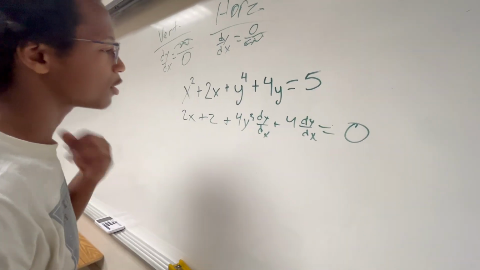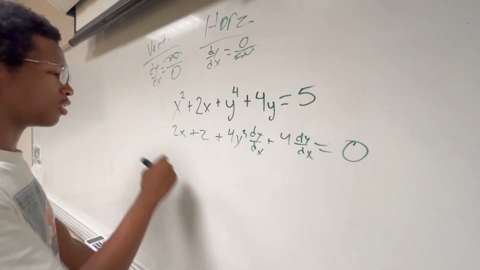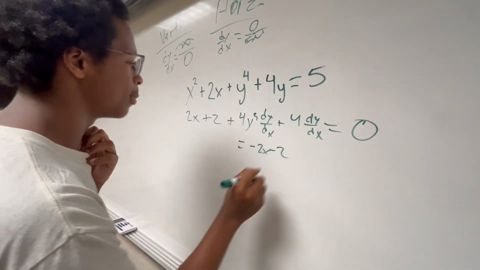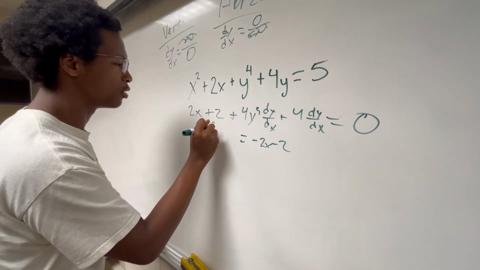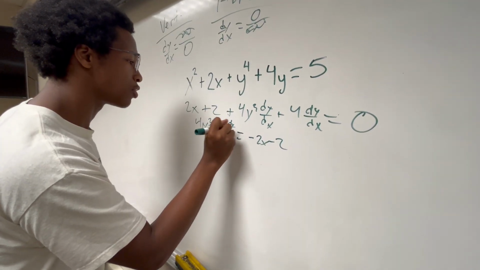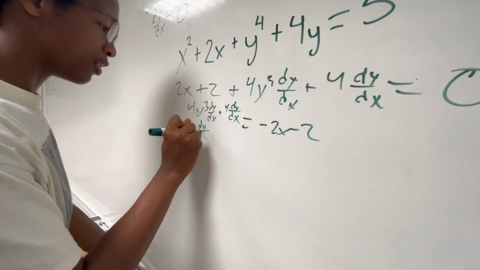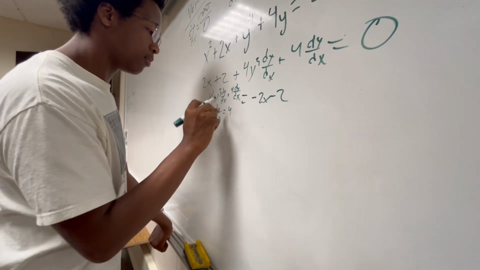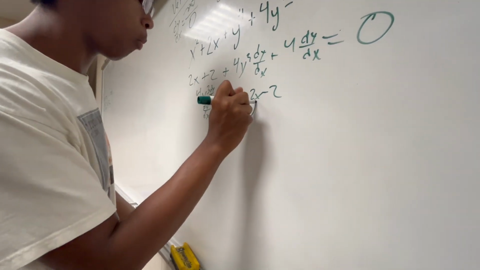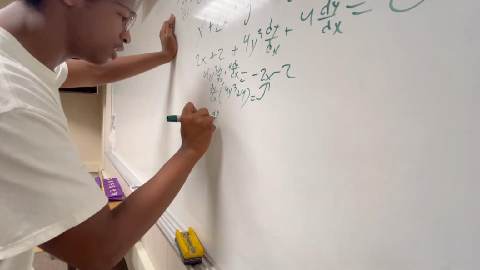So now let's just solve for this in terms of dy/dx. Keep them on the same side and move the other numbers to the other side. So we're going to have negative 2x minus 2 equals 4y cubed dy/dx plus 4 dy/dx. If I factor out the dy/dx, we get dy/dx times (4y cubed plus 4) is equal to this. And what we're going to do is just divide to isolate dy/dx.